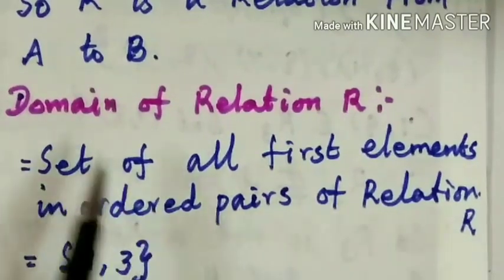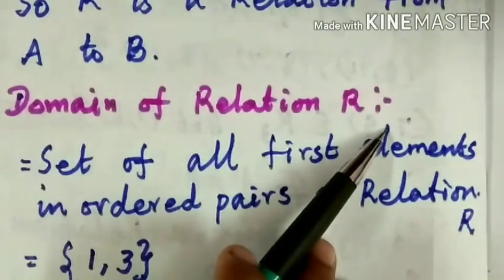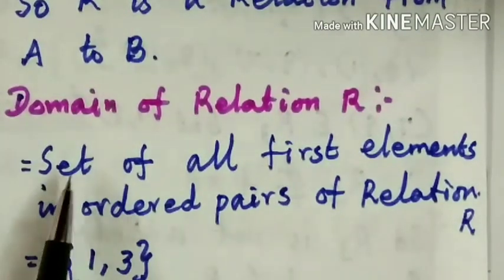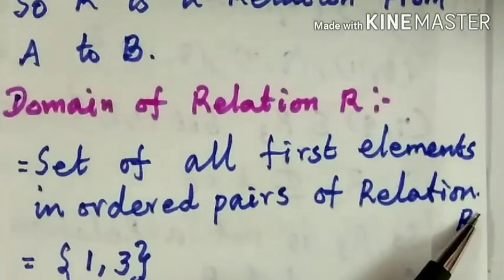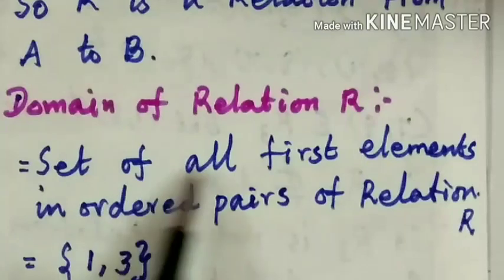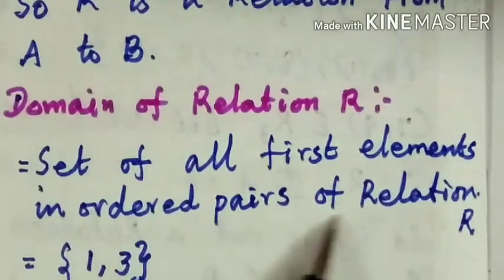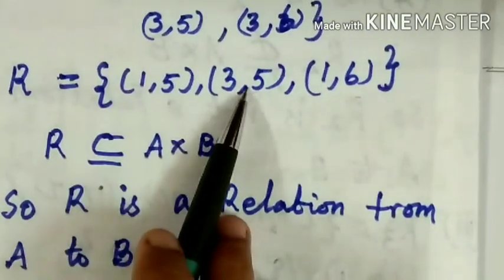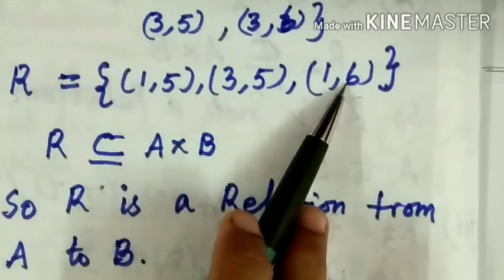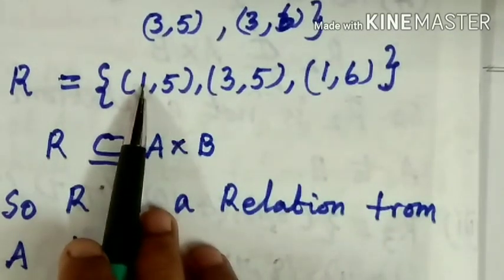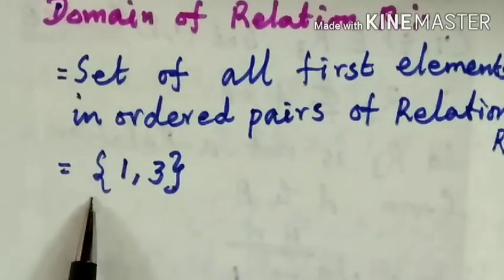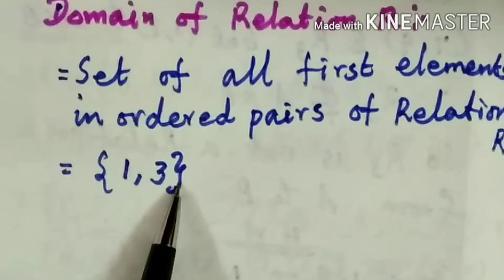Next we see how to find the domain of relation R. It is defined as the set of all first elements in the ordered pairs of relation R, which means see the ordered pairs (1, 5), (3, 5), (1, 6). This is the ordered pairs of the relation. These first elements are 1, 3, 1. So in roster form, domain of relation R equal to {1, 3}.